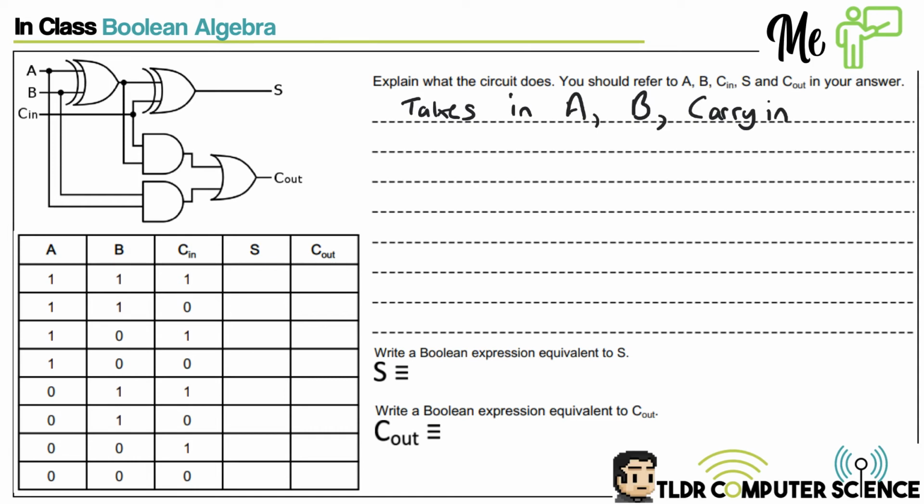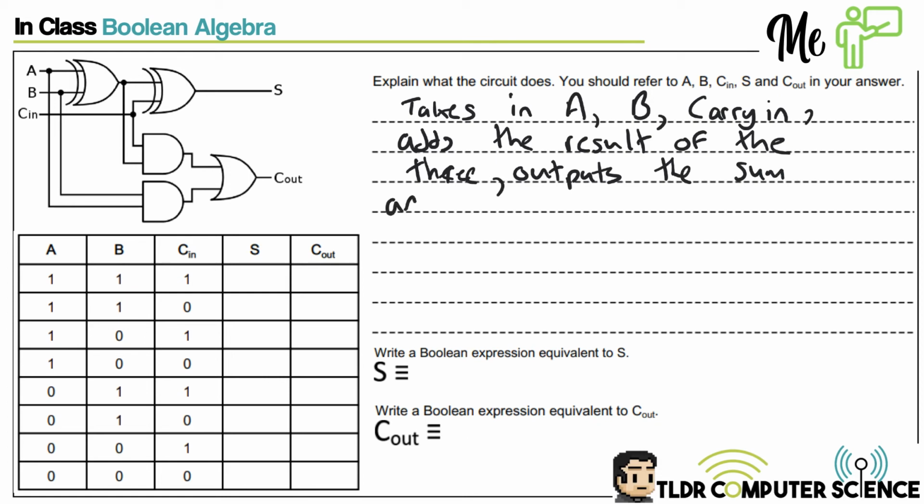Add them together. Okay. Adds the result. Well, of the three, because it has to take in all three as a result, couldn't it? Of the three, and then outputs the sum and C out. Now this is worth 4 marks.